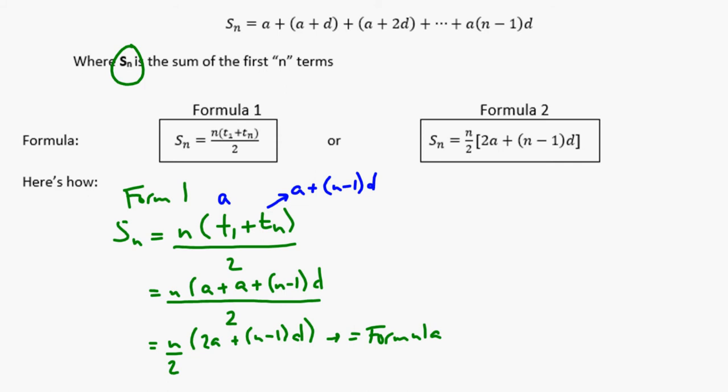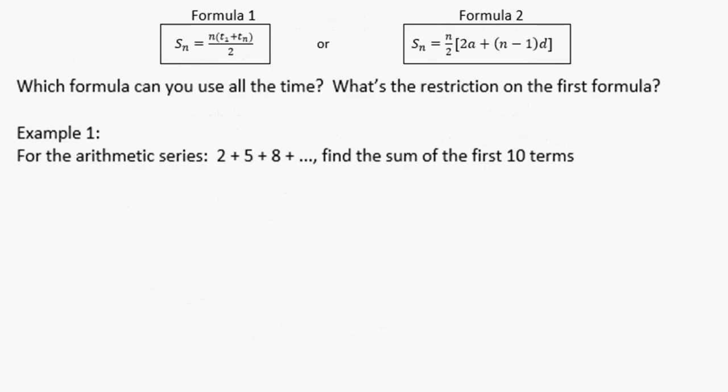Two formulas, why two formulas? Because formula 1 is a bit easier, but formula 2 is actually more usable. Which formula can we use all the time? We can use formula 2 all the time. Why? Because a lot of the time, the restriction on the first formula is that you need the last term. So if you don't have the last term, you can't use formula 1. You have to use formula 2.